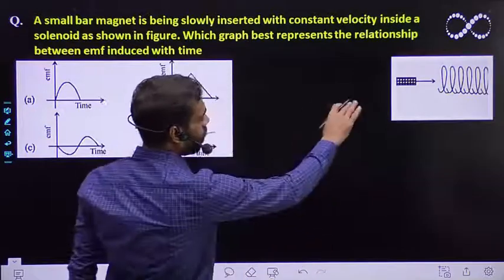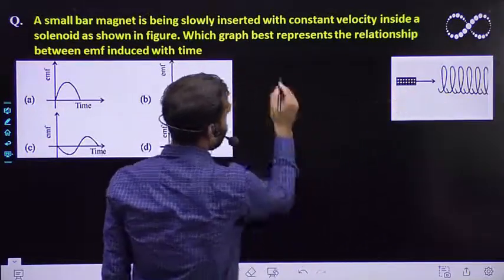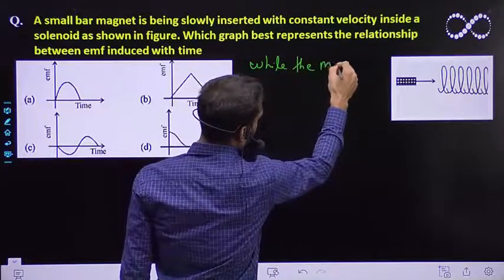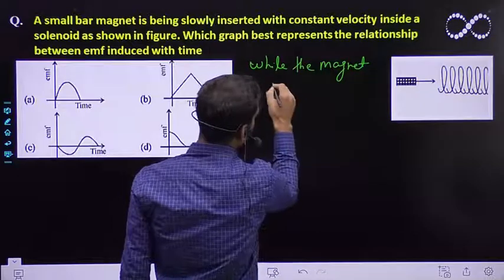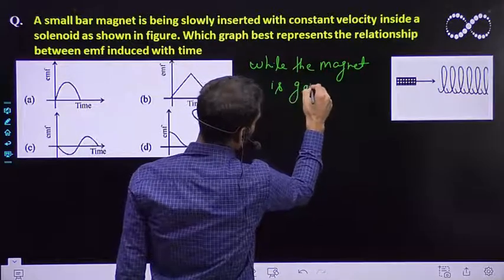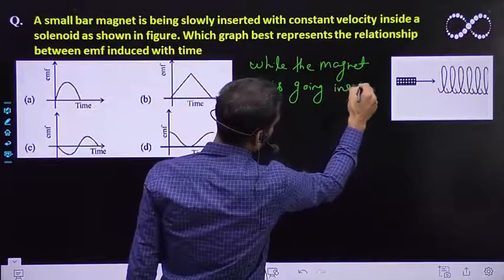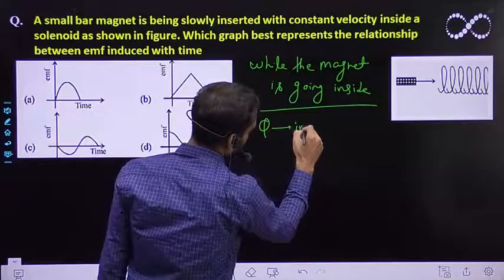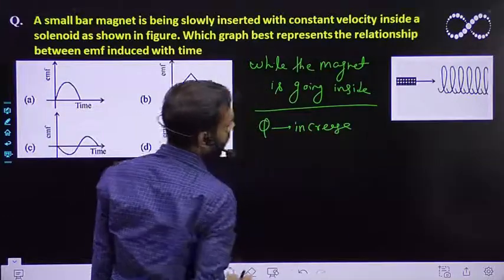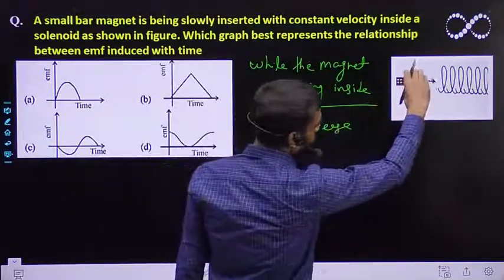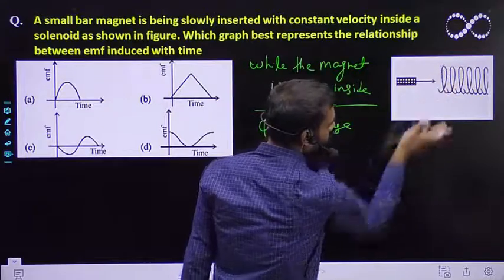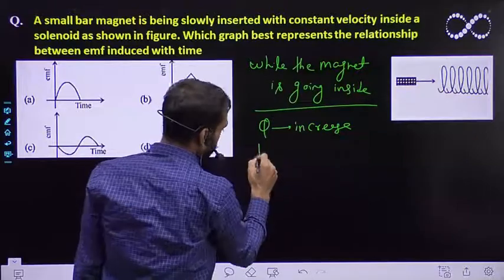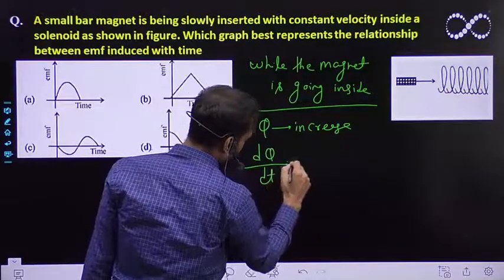If you see, while the bar magnet is going inside, let us take two cases here. While the magnet is going inside, the flux will increase, right? Because the magnetic field linked with the coil will increase, obviously the flux will increase while it is going inside. So from here I can say d phi by dt will become positive.